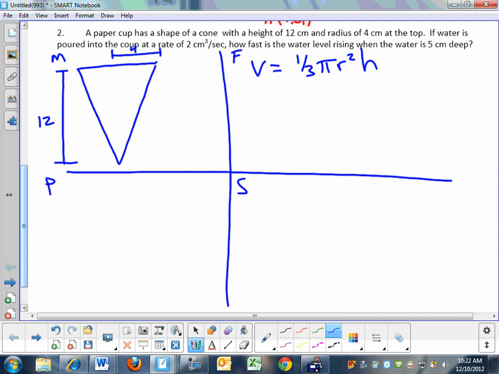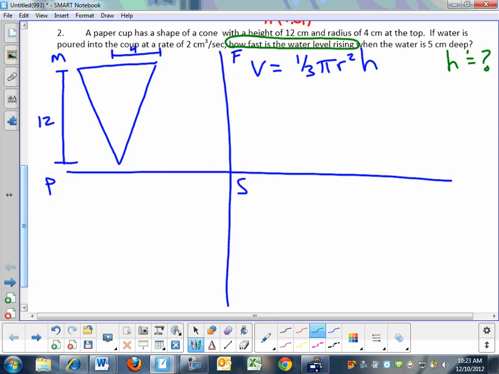What are we trying to solve for in this problem? The derivative of the... we're trying to find how fast the water level is rising. What variable is that? Height. We're trying to find the derivative of the height. We would like to know h prime. Now, if I know that the current height is 5, could I figure out the radius if I had to? I could. But look at this right now.